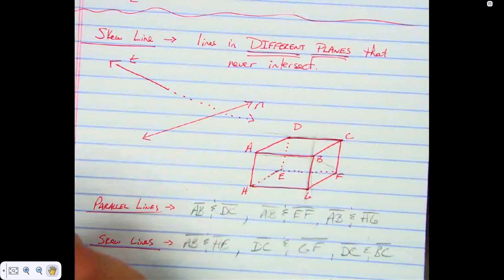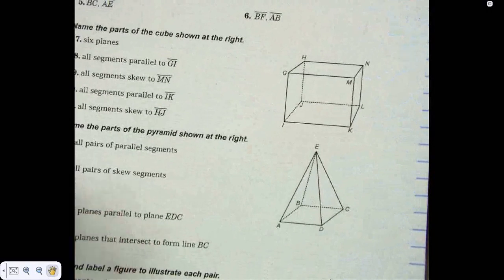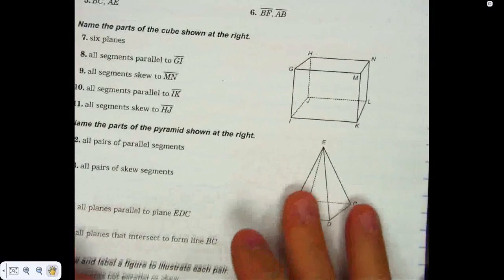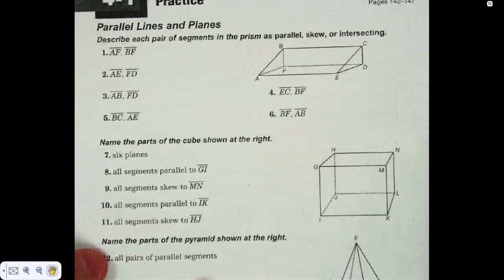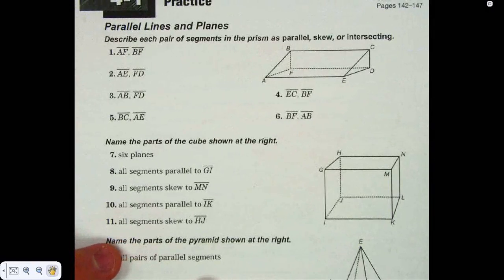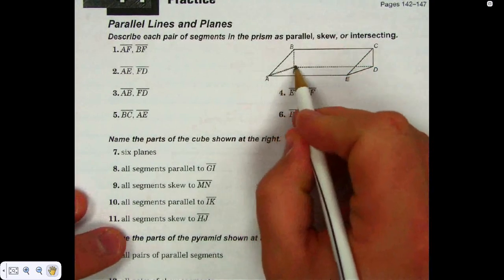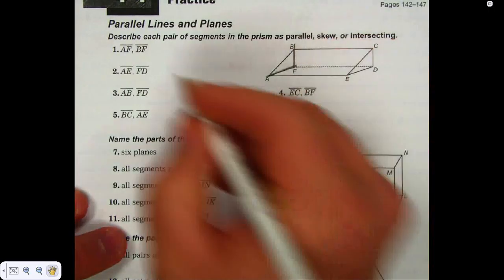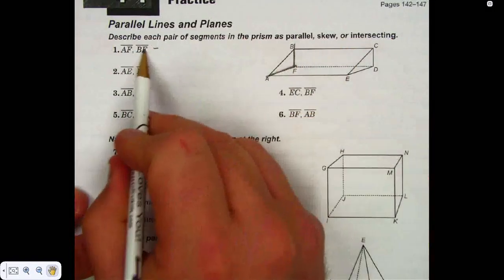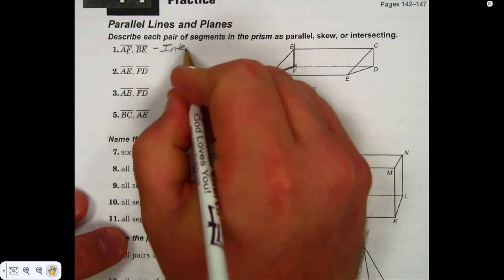Let's look at that paper I handed out to everyone. Let's try to answer a couple questions on it. Describe where the pair of segments of the prism are parallel, skew, or intersecting. AF. Okay, so we're talking about AF and BF. That one's pretty obvious because what letter is in both of them? F. So they intersect at F. So they intersect.